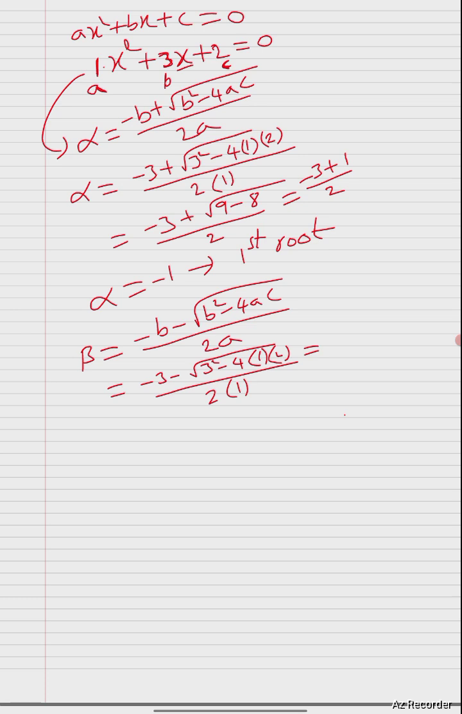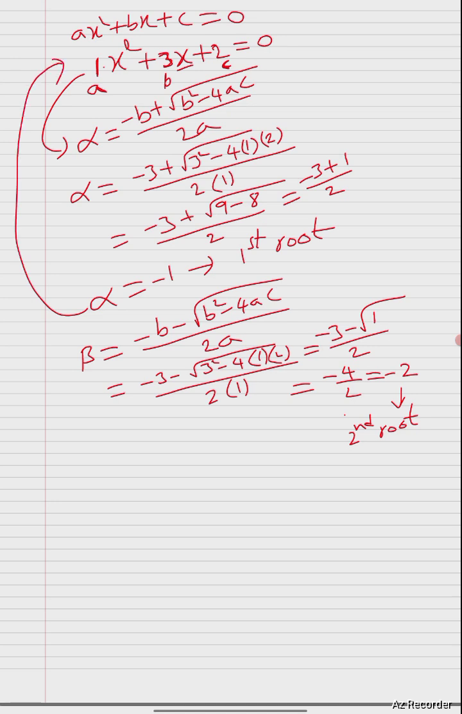So this you will get minus 3 minus root over 9 minus 8, which is 1. Okay, whole divided by 2. So this will give you minus 4 by 2, that is minus 2. This is our second root. Now we have two solutions. Let us put these values in the given polynomial. Let us verify whether these roots are correct or not.